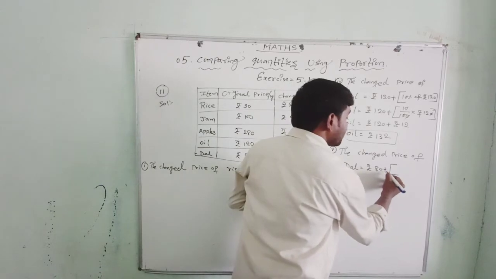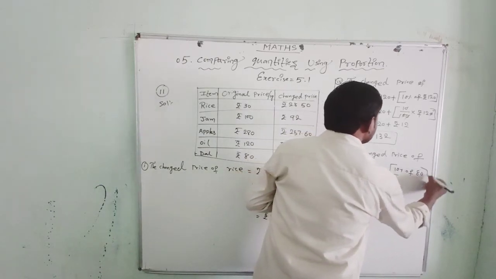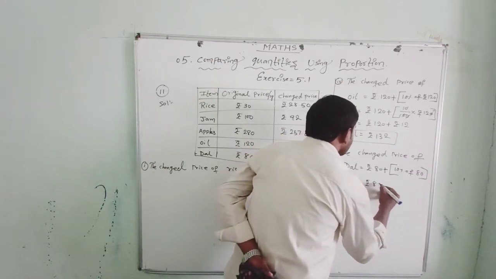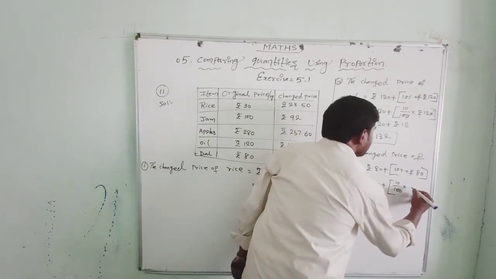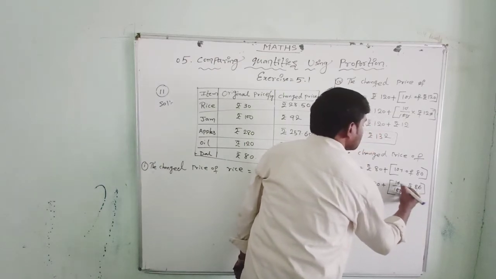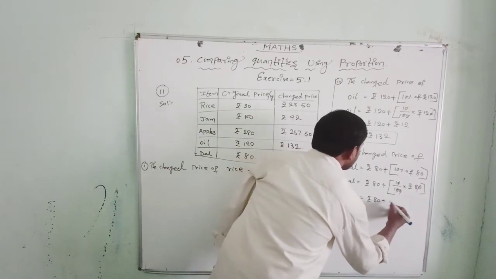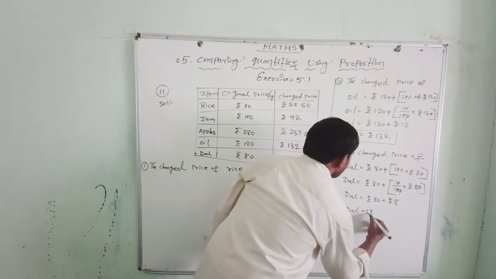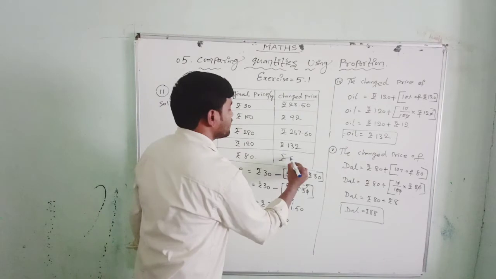Now dal also will be increased by 10%. So 10% of 80 rupees will be 8. The dal equal to rupees 80 plus 10 by 100 into rupees 80. 10 gets cancelled. Therefore dal equal to rupees 80 plus rupees 8. Therefore the dal price is rupees 88. So she has to pay this.